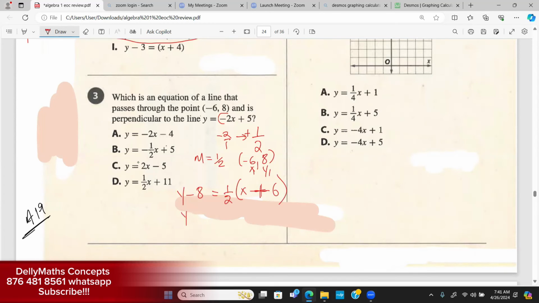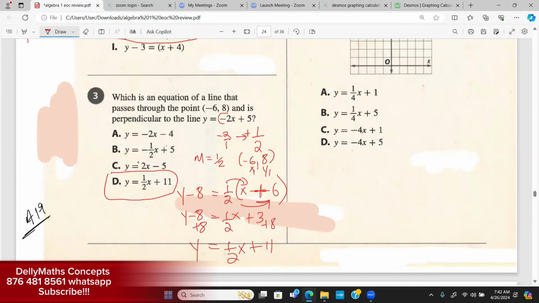So if I distribute, I'm going to keep my y minus 8. Let's just distribute this inside. So we're going to have half x, and then half of 6 is plus 3. And then I'm going to have to add 8 to both sides now so that the y is alone. So I have half x. So already we're seeing half x plus 11. So here it is.